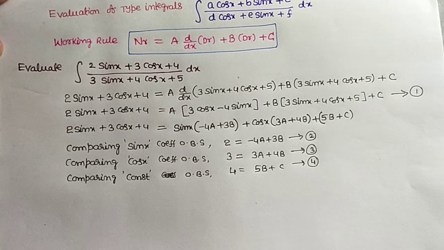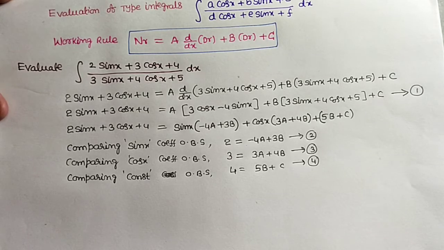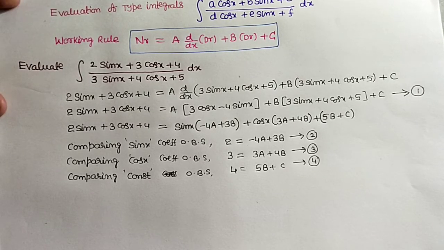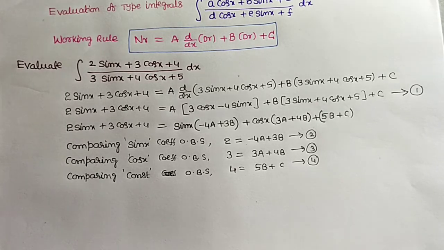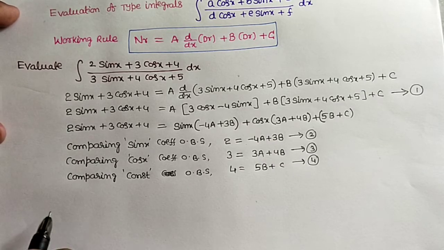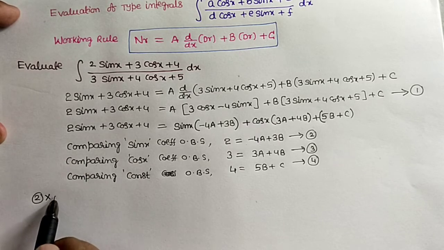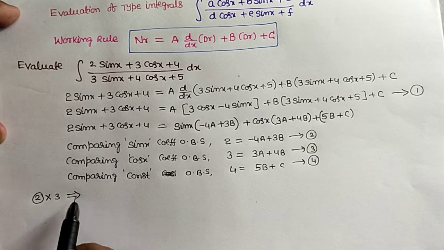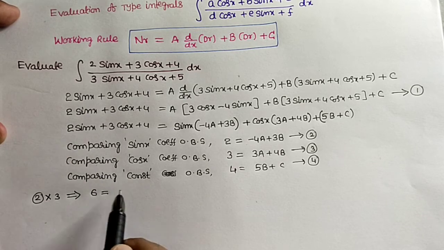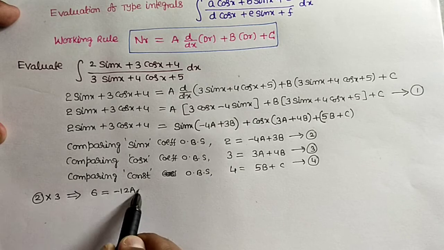Simultaneously, you have to solve the second equation, third equation and fourth equation. First, I am solving equations 2 and 3 by using either the cross multiplication method, elimination method, or any other method you can apply. Here I am applying the elimination method. To eliminate the A value from equations 2 and 3, equation 2 multiplying with 3, that implies 6 equals minus 12A plus 9B.